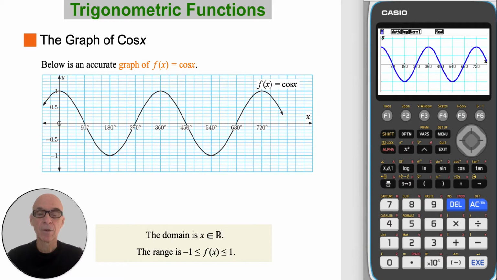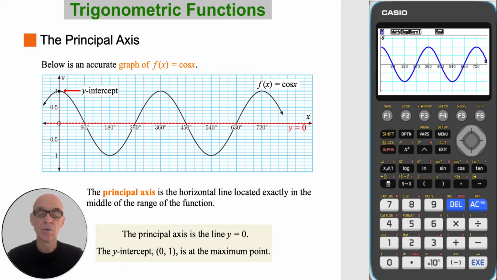The graph of cos x also has a domain that is the set of all real numbers and a range that goes from -1 up to 1. Cos x also has a principal axis, which is the line y equals 0, or the x-axis. It has a y-intercept at the point (0, 1), which is a maximum point. Note that from the y-intercept, the maximum point, cos x decreases.